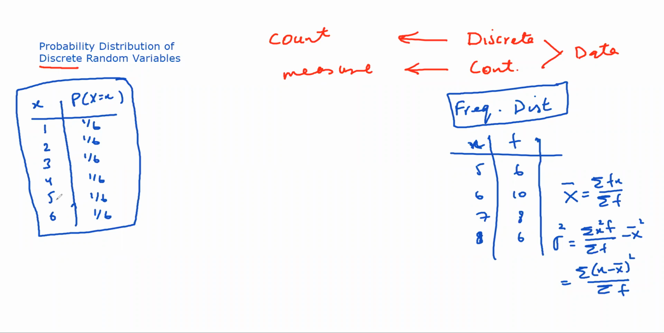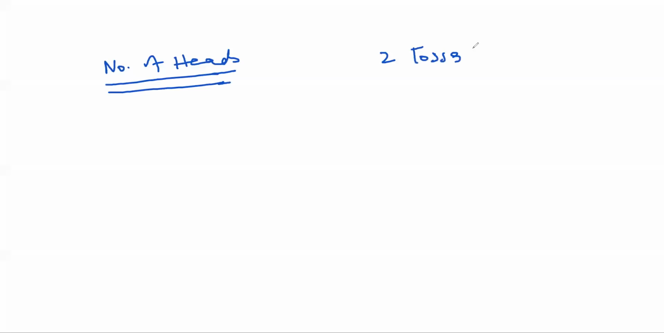1, 2, 3, 4, 5, and 6, that is a discrete random variable. For example, you are tossing a coin twice, and you are studying the number of heads, and you want to write down the probability distribution for the number of heads when you have tossed a coin twice, two tosses of a coin.